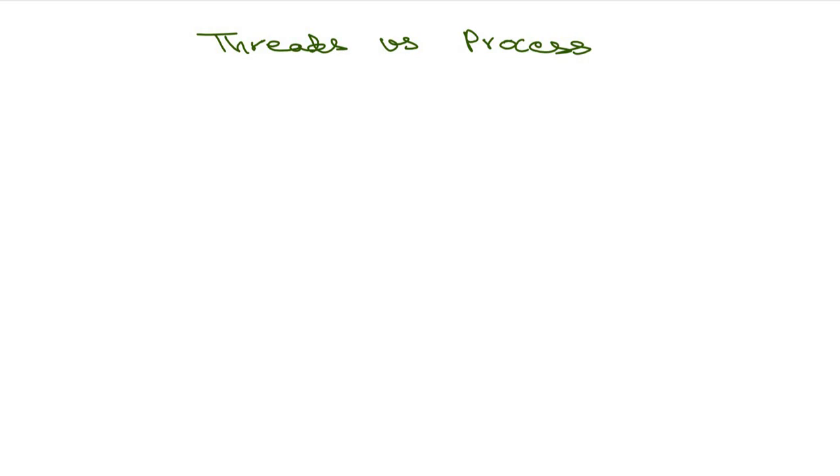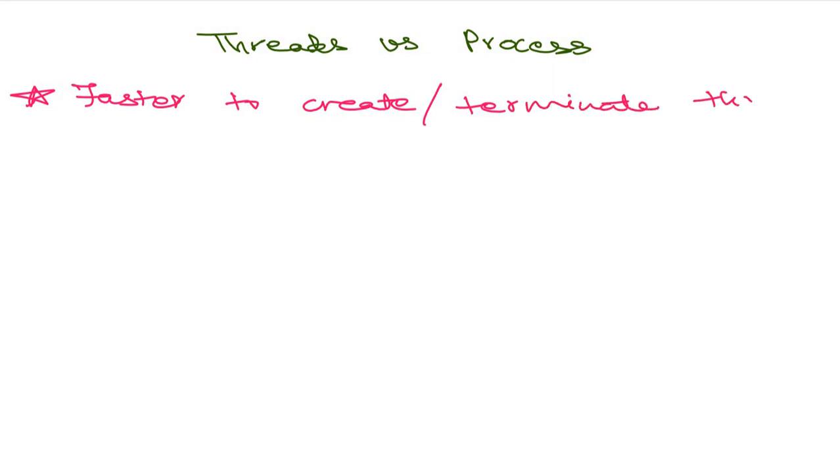Now moving on to another very important thing that we need to discuss, the basic differences between threads and process. The first point in threads versus process is that it is faster to create or terminate threads. A thread is easier to create or terminate because it is within the process, so we don't need extra work or outside work to be done.